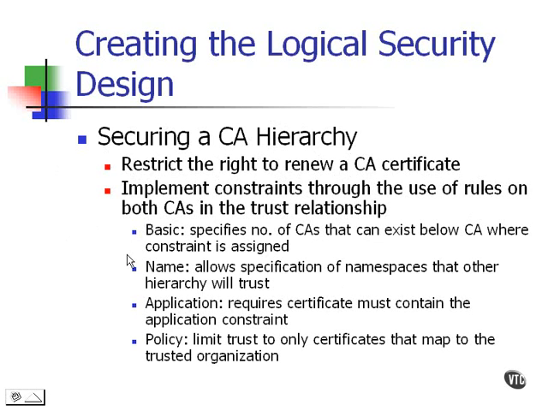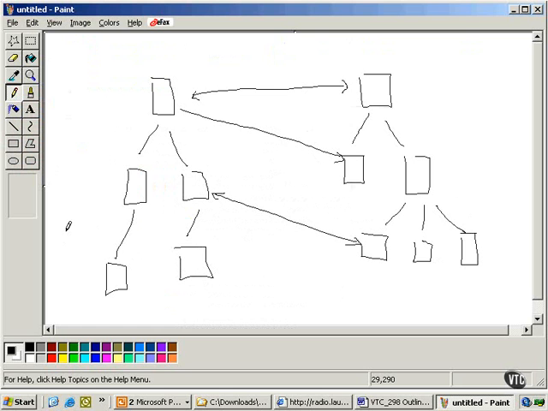When you implement constraints, there are several different subcategories of constraints that you can configure on these trusting CAs. One of them is a basic constraint, and the basic constraint specifies the number of CAs that can exist below the CA where the constraint is assigned. Now, this is something, by the way, that it's not recommended that you do on root CAs, but rather on subordinate CAs. And what it can do is limit the number of certification authorities that are below the CA where the constraint is configured.